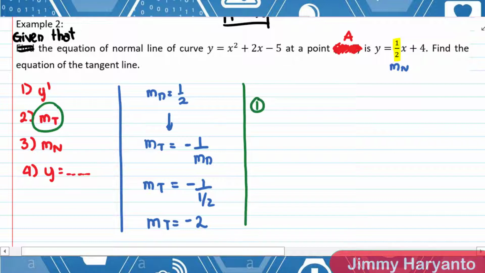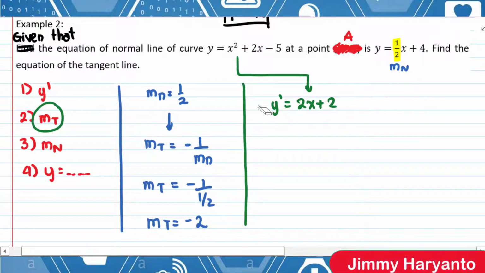The first step is you have to find the y-accent. Y-accent equals to 2x plus 2, yeah, from this one. Okay, 2x plus 2. And then what do you do next is usually you substitute the value of x, right? But in this question, the value of x is not given. The question only says that the point is A, yeah. The value of x and the value of y for point A is not given. So we have to find it.